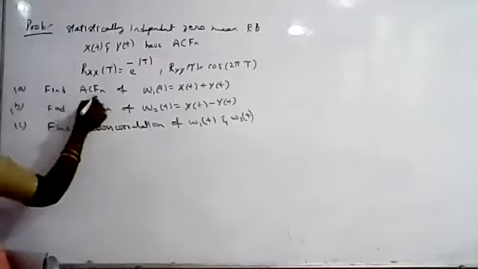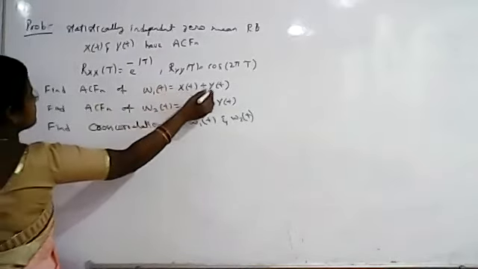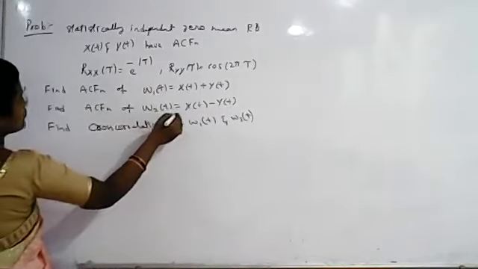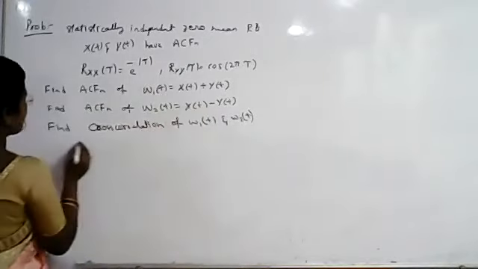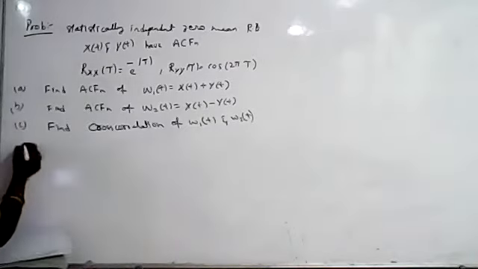We have to find the autocorrelation function of omega 1 of t, that is x of t plus y of t, and find the autocorrelation function of omega 2 of t, that is x of t minus y of t. Then we have to find the cross correlation of omega 1 and omega 2. Now we see the solution of these.